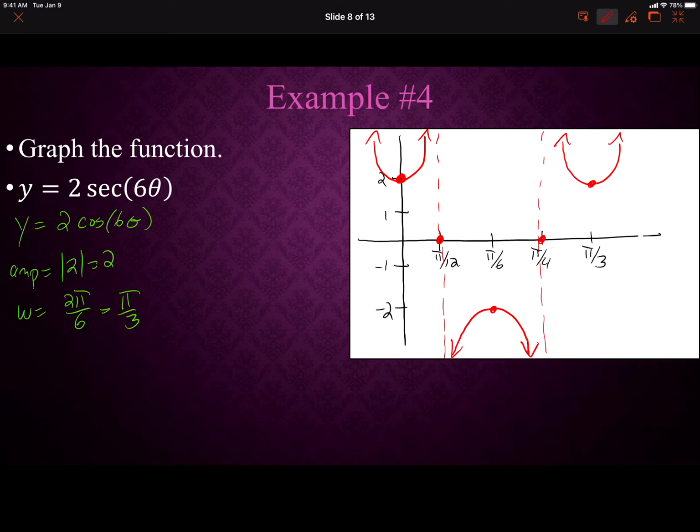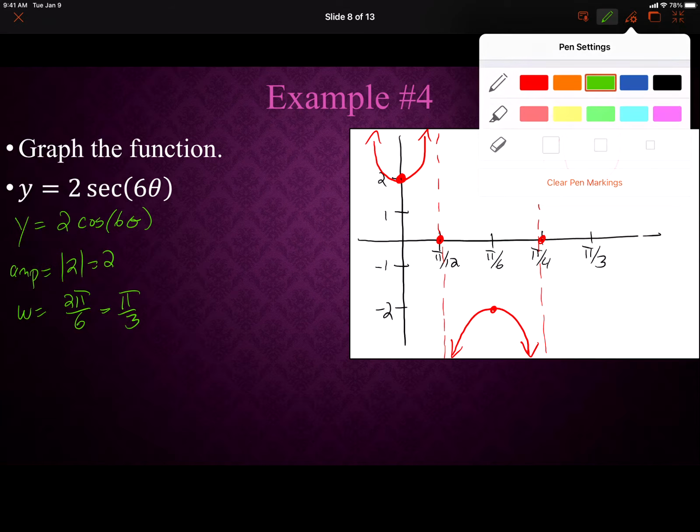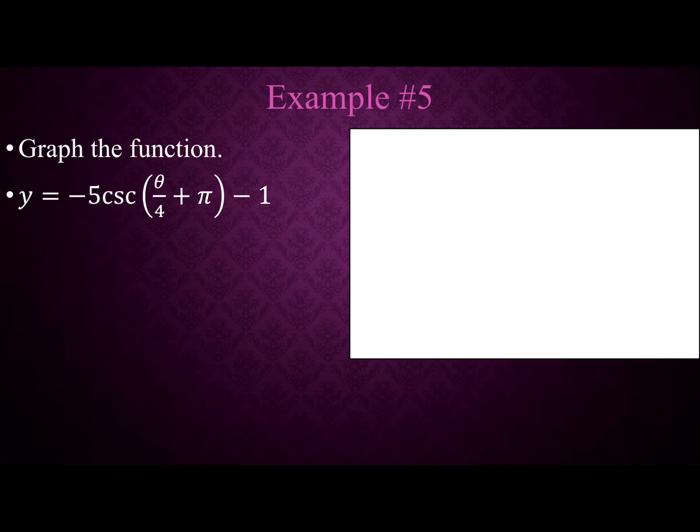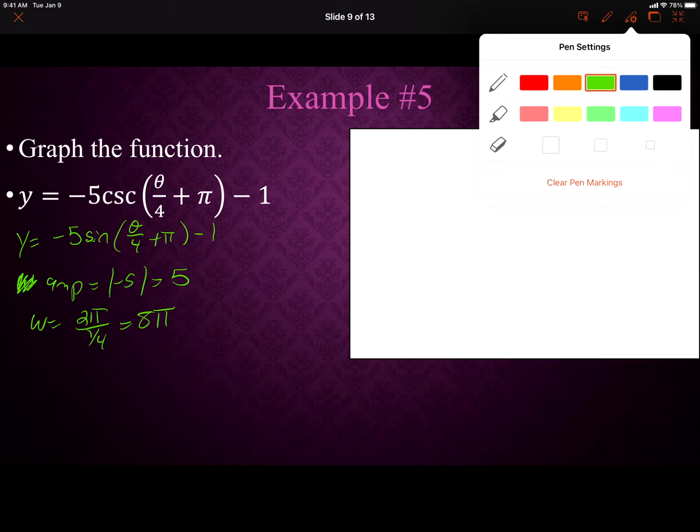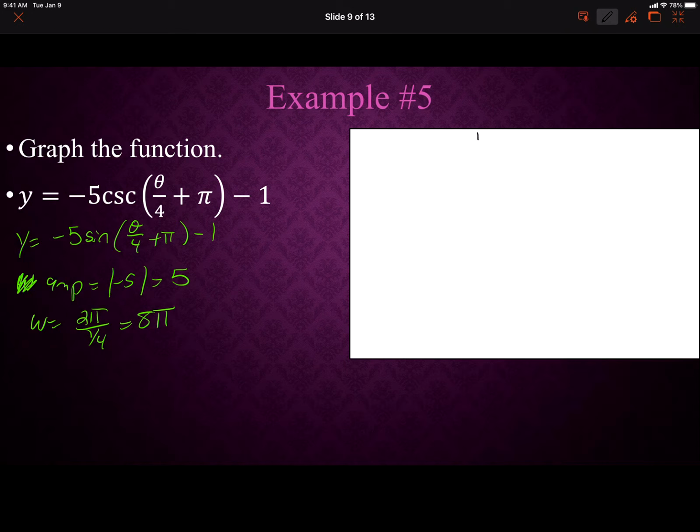All right, so those are the basic cosecant and secant graphs without any sort of horizontal or vertical shifting. So when there are horizontal shifts and vertical shifts, we still go through the same process we did for the sine and cosine graphs. We're still going to graph this based on -5 sine of (theta over 4 plus pi) minus 1. We're still recognizing our amplitude and our period and everything else. So amplitude is the absolute value of -5, which is 5. Our period is 2 pi over 1/4, which is 8 pi. And it's going to be shifting left when we do this, so I'm going to leave some room on the left-hand side.